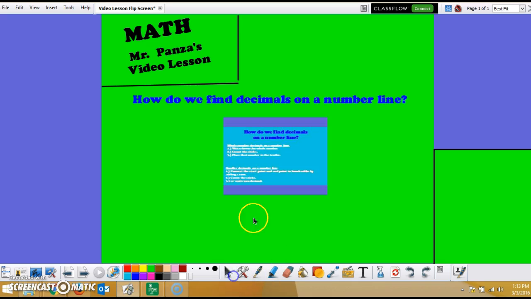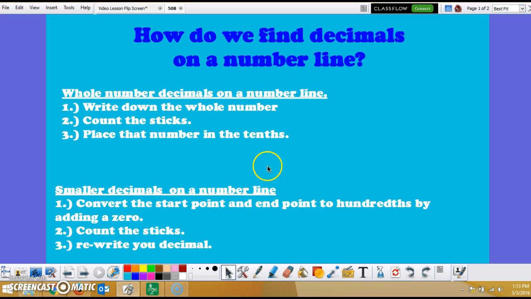In the previous lesson, we talked about the concept of finding a decimal on a number line and comparing the differences between that and fractions on a number line. Now that you know the difference when you see two separate different numbers on a number line, here are the two step-by-step processes that you can take depending on if you're dealing with a whole number decimal or if you're just dealing with a decimal.